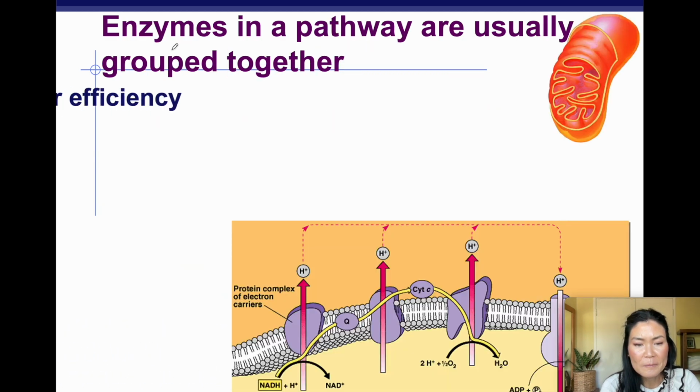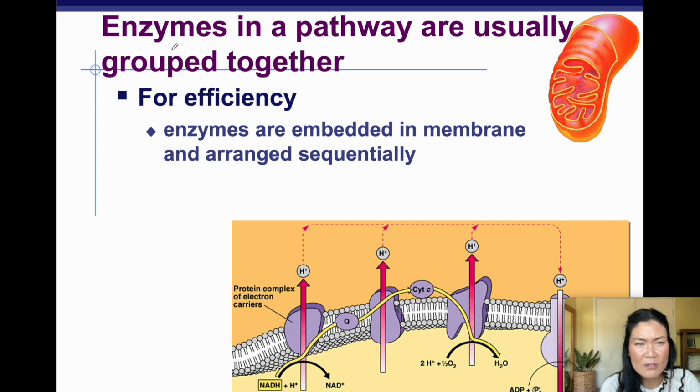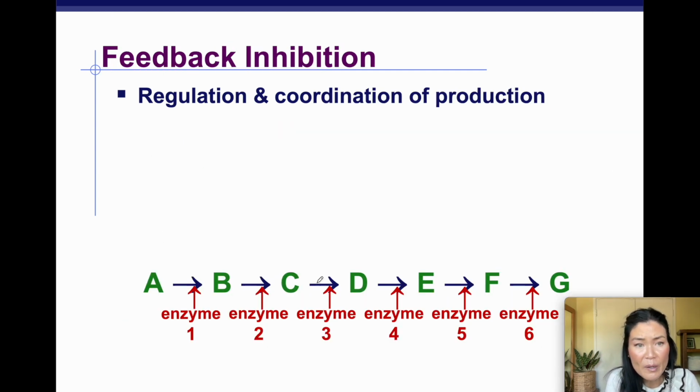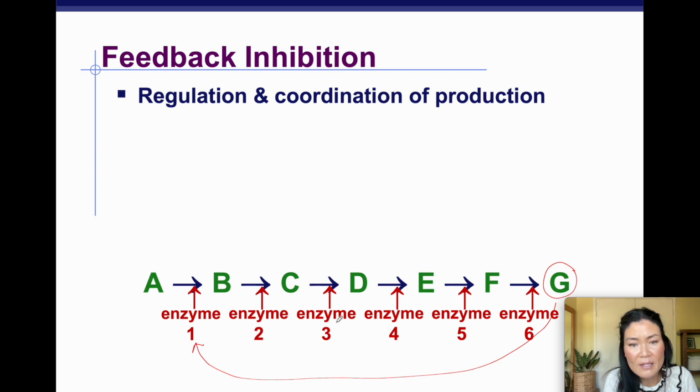And so, yeah, enzymes are usually grouped together. Going back to that pathway, right? Usually the enzymes are together so that the intermediate can be transported to the next enzyme, which is going to speed up the reaction, okay? So usually when we talk about a metabolic pathway, the product can act as an inhibitor to one of the enzymes in the pathway. So this pathway is regulated. It's regulated because you don't want to make too much of a product.